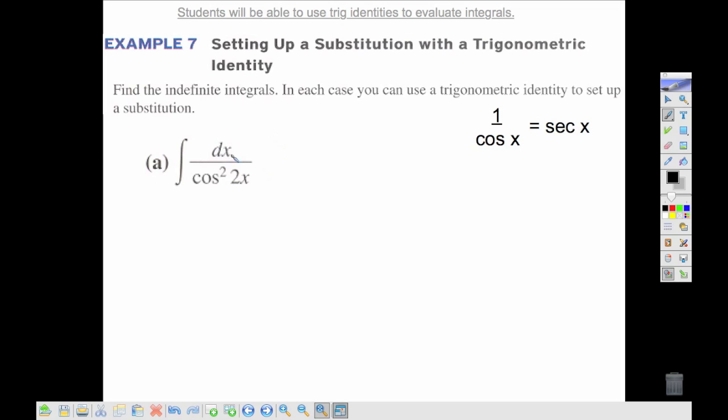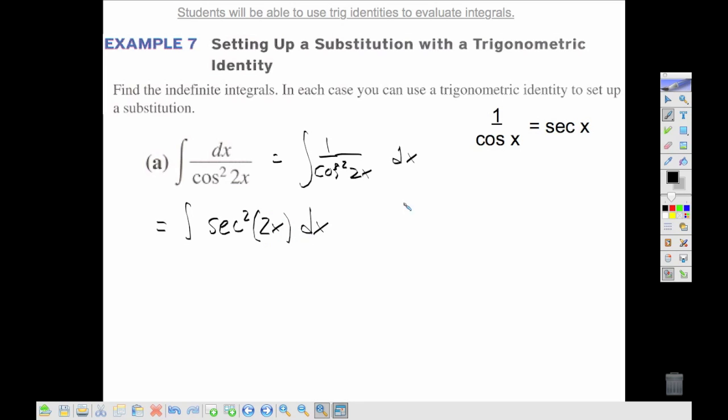In this next example, I notice sometimes they'll write this dx on the top here. We don't normally do that, but they do give us a substitution that they want us to do here. Right now what we have is a 1 over cosine squared of something. We can't just use that 2x because we don't know what the antiderivative would be for that 1 over cosine squared of 2x. But if we think of this 1 over cosine of 2x as being a secant, we could rewrite this as simply secant squared of 2x dx.